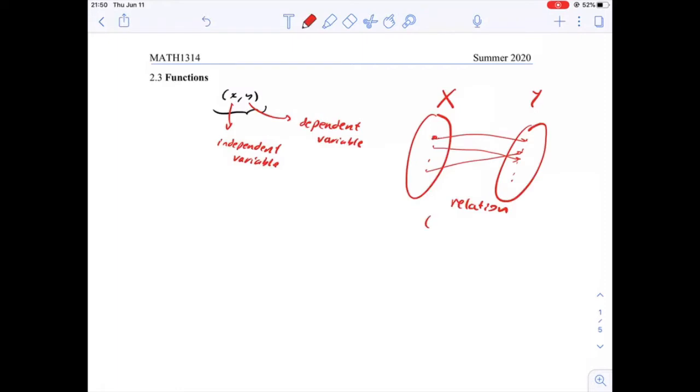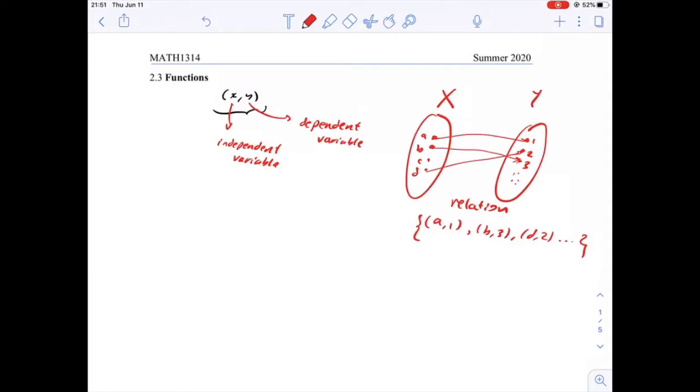For example, if this point here is A, this point B, this is C, this is D, this is 1, this is 2, this is 3, etc. So we may write it this way: A is related to 1, B is related to 3, D is related to 2, and so on. And we may put it in a set notation. So this is called a relation.